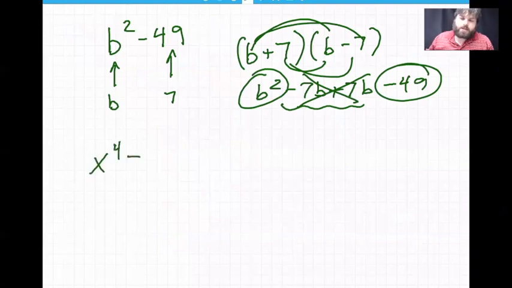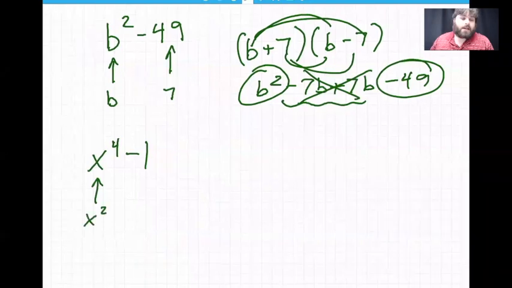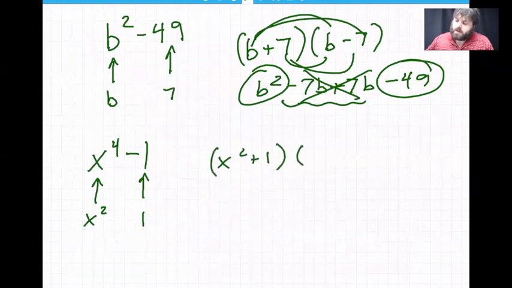x to the 4th minus 1. Okay, so x to the 4th minus 1 is a difference of two squares. Now, what is it that squares to be x to the 4th? It's not x this time, because x times x is only x squared. We need more. Well, we need x squared, right? x squared times x squared is x to the 4th. What squares to be 1? That's a 1. So I found my two things that square to be my difference of squares. So what I do is I put 1 with plus, 1 with minus, okay?